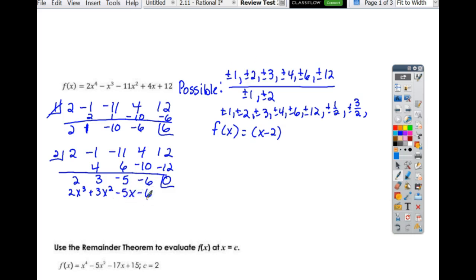So if I divide these two by x squared, I have 2x plus 3. If I divide this by negative 1, I have 5x plus 6, so they don't match. So this is not factorable. So I'm going to take this right here, and I'm going to try synthetically dividing another factor. And I'm going to switch. I'm going to try negative 1 this time.